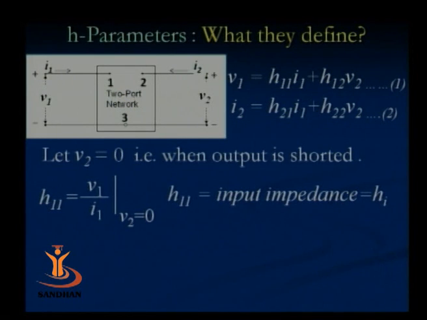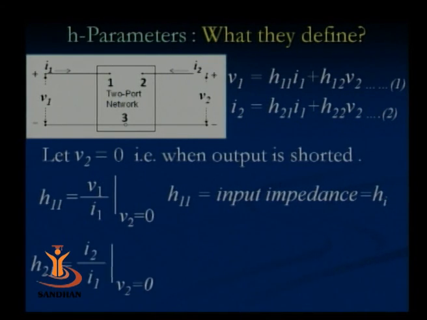Already one of the H parameters is there. Since it is the ratio of voltage to current, that we know, and it relates the input quantities or first port quantities in this two-port network, we label it as the input impedance of the device or two-port network and designate it as HI: H for H parameter and I as it indicates the input impedance.